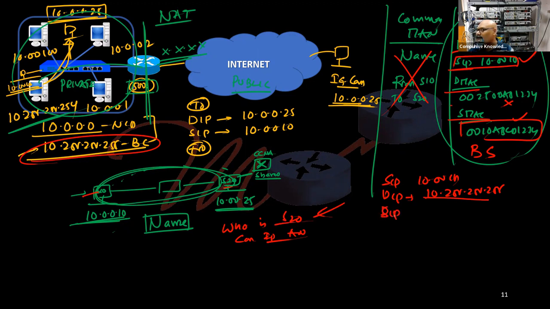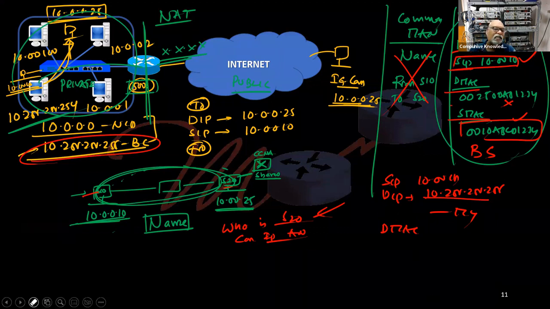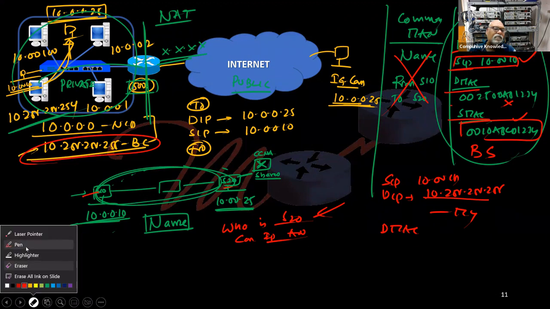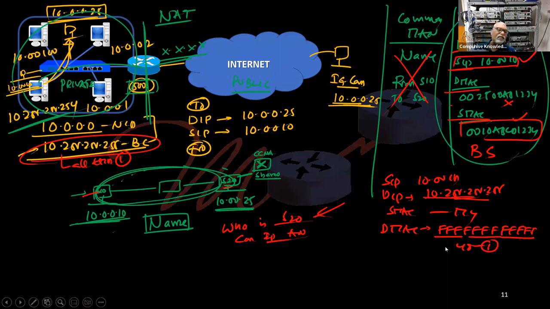Now, source IP address, source MAC address. I know my MAC address. What will be the destination MAC address? What is the definition here? If you remember, all host ID bits are ones, 25, 25, 25. Destination MAC address: 12 Fs, because all 48 bits are ones. All ones is F, if you remember.